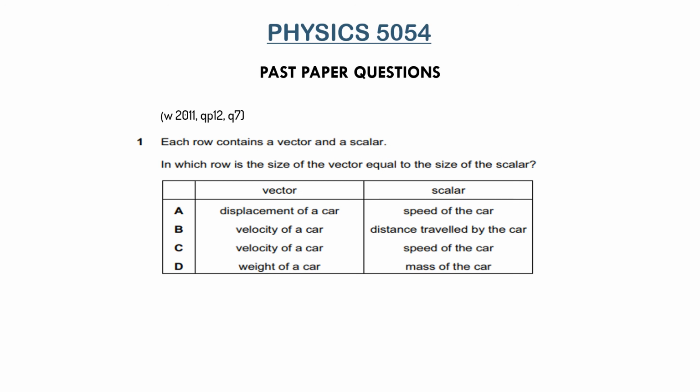So this option is also incorrect, and the only correct option that we had was C, velocity of a car. The magnitude of the velocity of a car equals the speed of the car.